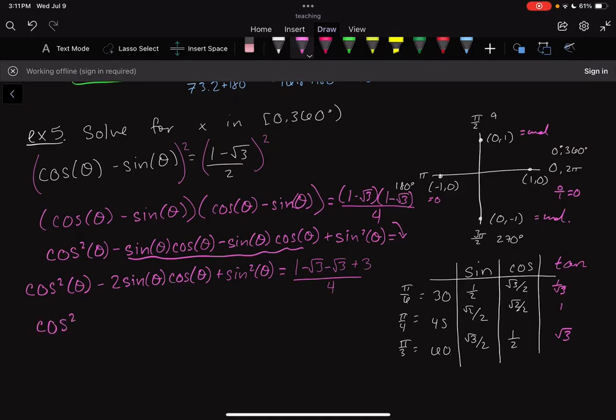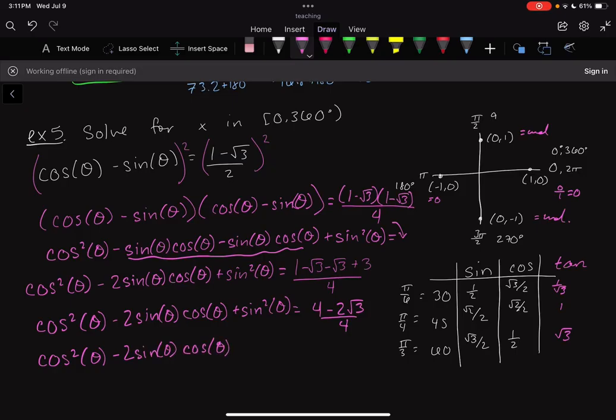I'm continuing to simplify. I'm not using any identities yet because I want to simplify before I start doing that. So this is going to give me 4 minus 2 root 3 over 4. Simplifying further, y'all are probably like, oh my gosh, this is crazy. It kind of is. This would become 2 minus root 3 over 2. Wow.